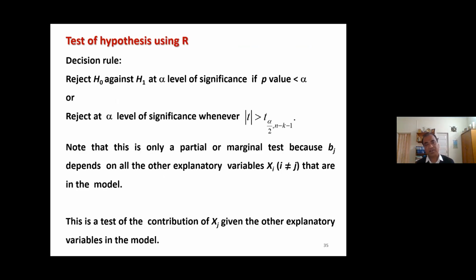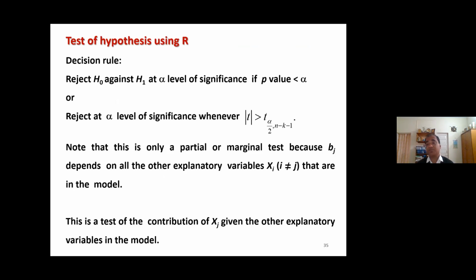And after that, if you want to take a call, the procedure is very simple. Reject H naught against H1 at alpha level of significance if the p value is smaller than alpha. Or, if you try to find out the calculated value of the statistic, it is more than the tabulated value. So this is how you can actually check.